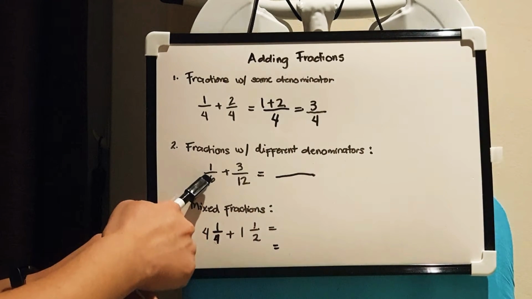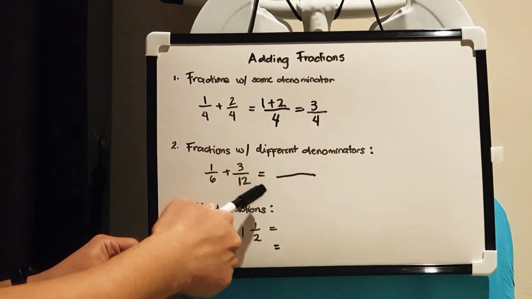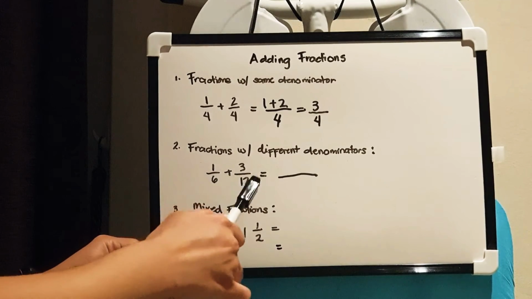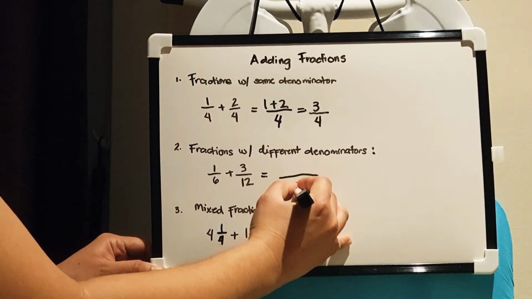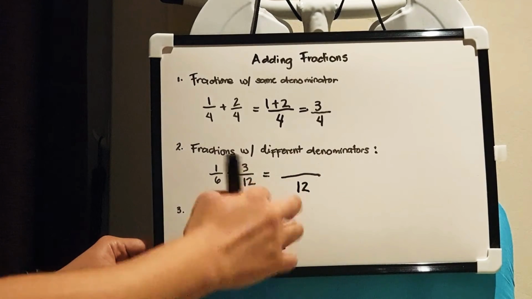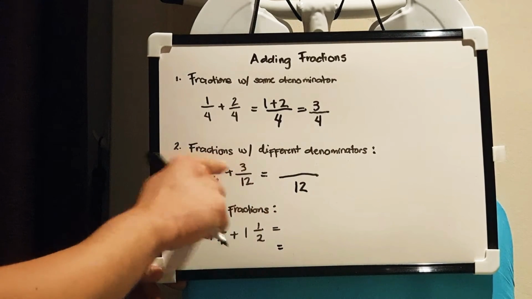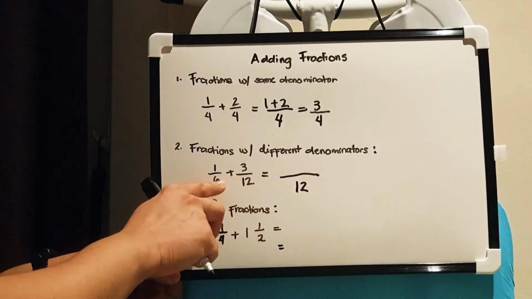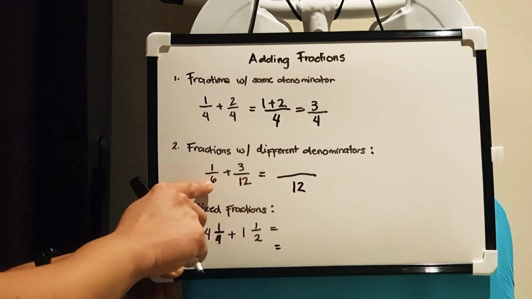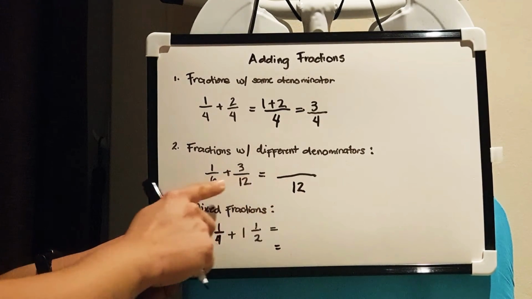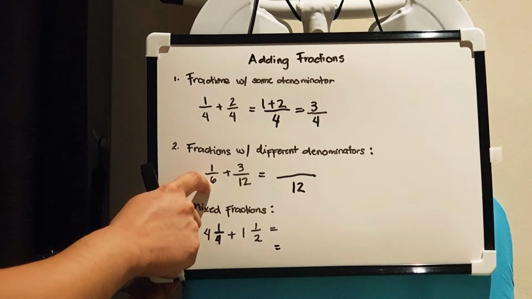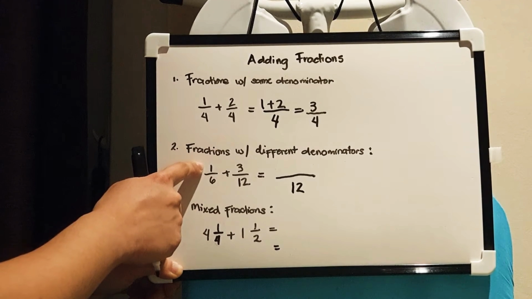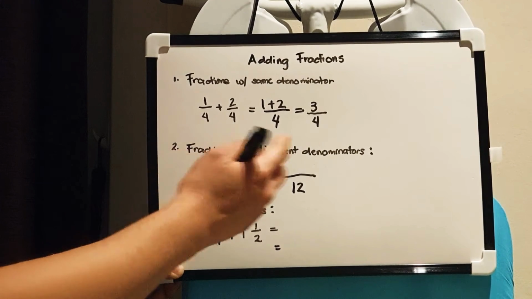So your denominators are 6 and 12. So you need to find a common denominator that you can divide these two numbers with. So that will be 12. So in order to add the numerators, you need to first divide your common denominator by your first fraction's denominator. So 12 divided by 6 is 2. And you multiply that with the numerator of that fraction. So 2 multiplied by 1 is 2.